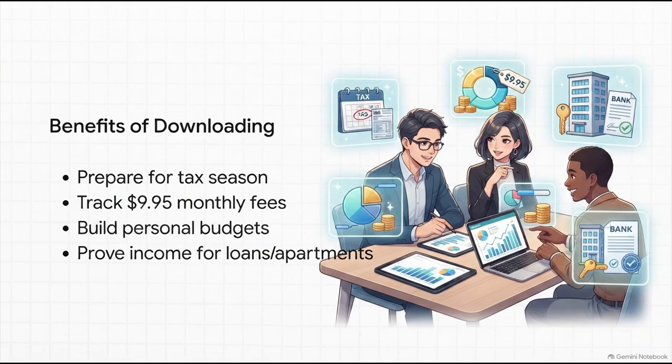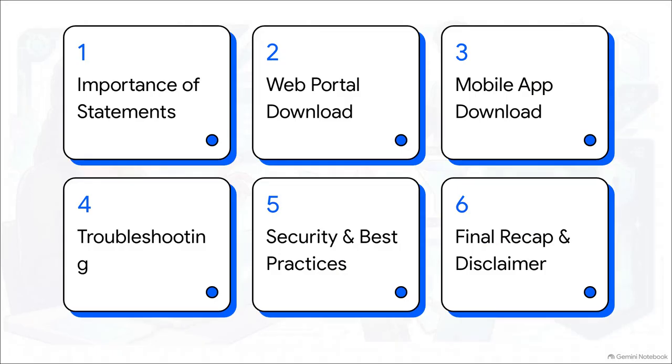Second, you can accurately track plan fees, like that standard $9.95 monthly fee. That can add up really quickly if you aren't watching it. Third, you get the hard, concrete data you need to build a personal budget. And finally, you instantly have the official documentation you need to prove your income for things like a loan or a new apartment application.